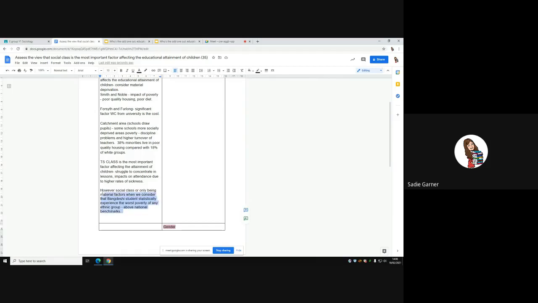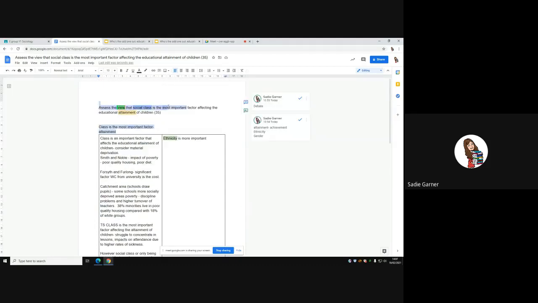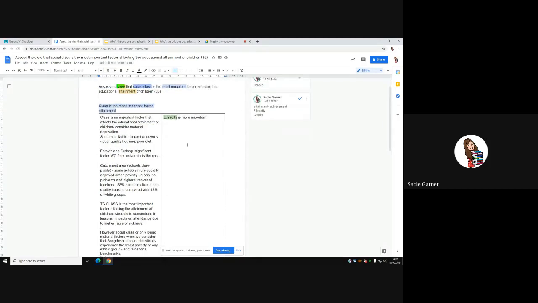Just suggests, again, just a slight little reference to the question. It can't just be class that's the most important. It's important, but we can't just go home after this paragraph. Okay.